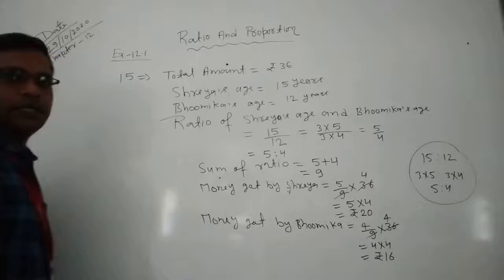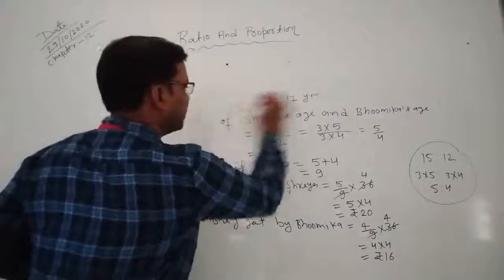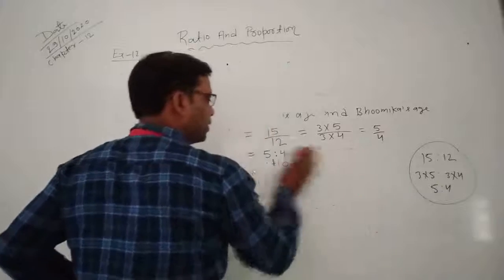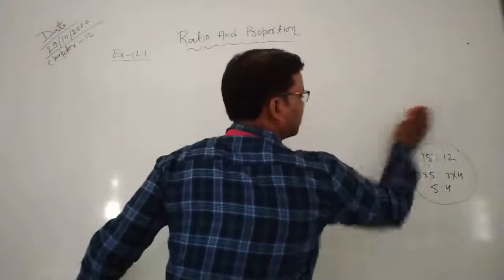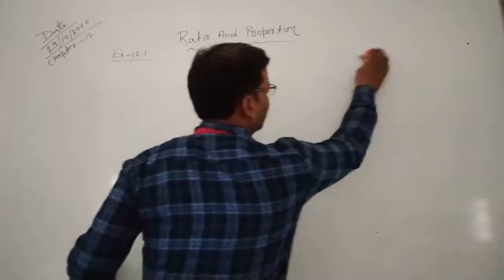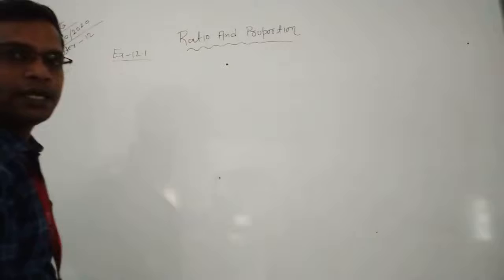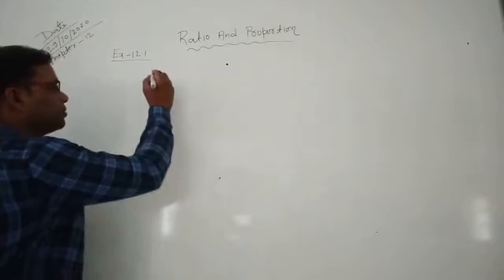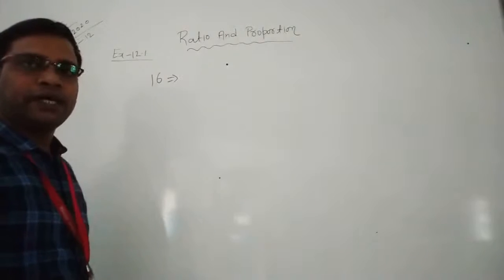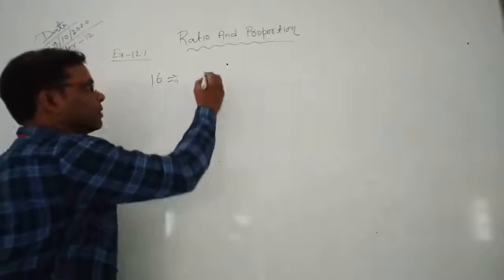First we erase this. After this we solve question number 16. In this question, it is given that the present age of the father is 42 years and the present age of the son is 14 years. We need to find the ratio of their present ages. So let's see how to find it. This is clear. Now you can write here question number 16. What is the present age of the father? This is given as 42 years.